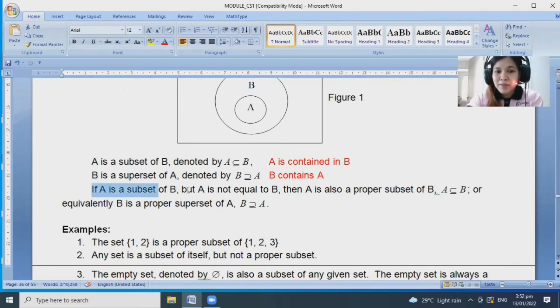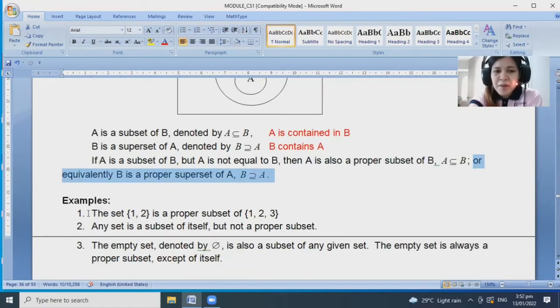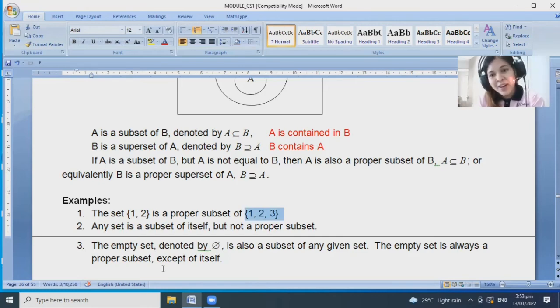If A is a subset of B, but A is not equal to B, then A is also a proper subset of B. A is a proper subset of B, or equivalently, B is a proper superset of A, given that symbol. Ano po yung proper subset? Examples. The set 1, 2 is a proper subset of 1, 2, 3. O ilan ba yung elements nung unang binanggit na set? Dalawa. Yung pangalawa, tatlo. So parang sinabi mong proper fraction, 2/3, 2 elements over 3 elements. So parang ganon. Di ba? Kasi pag improper fraction, mas mataas yung numerator sa denominator. So kaya siya parang parehas lang sa proper subset.